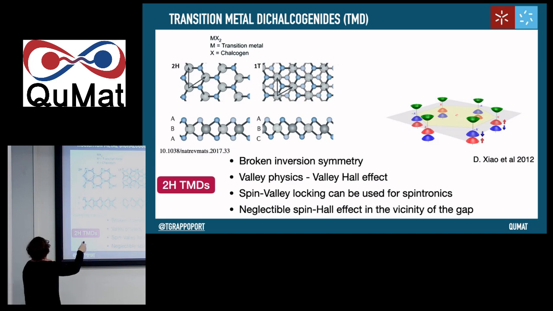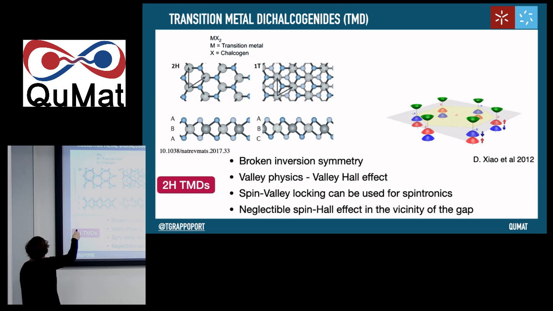They have a honeycomb lattice structure where we have a pair of chalcogens in one sublattice and a transition metal in the other sublattice. In the case of 2H TMDs, the chalcogens are on top of each other. So we have a mirror symmetry in z, but you have broken inversion symmetry. And conversely, in 1T, you don't have the mirror symmetry, but we do have inversion symmetry in z.